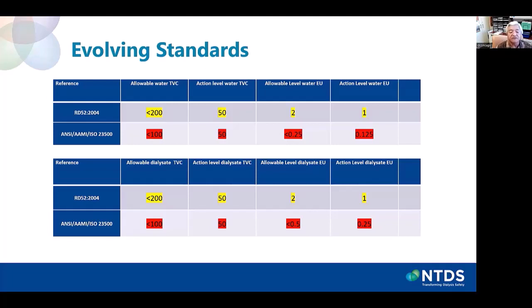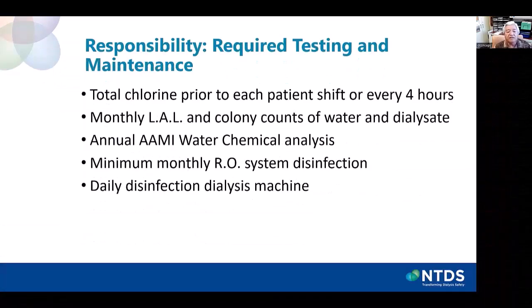The two levels, regulatory levels and best practice levels, are the choice of the facility. But if the facility's policy and procedure references the new updated AMI levels, those levels now become enforceable as regulations for the facility.